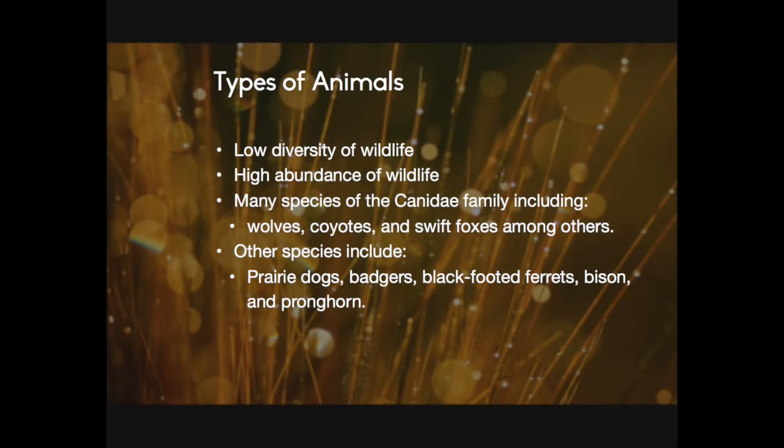In the temperate grasslands biome, there's a low diversity of wildlife, but a high abundance of it. What this means is that there's only a few different types of species of animals that you can find in the biome, but when you find them, there's a lot of them. For example, the prairie dog is one of the most common animals in the temperate grasslands biome. They are found everywhere, but they are also one of the few different types of species of animals that you can find in the biome, showing that the temperate grasslands biome only has a few different types of species of animals, but a high abundance of them.